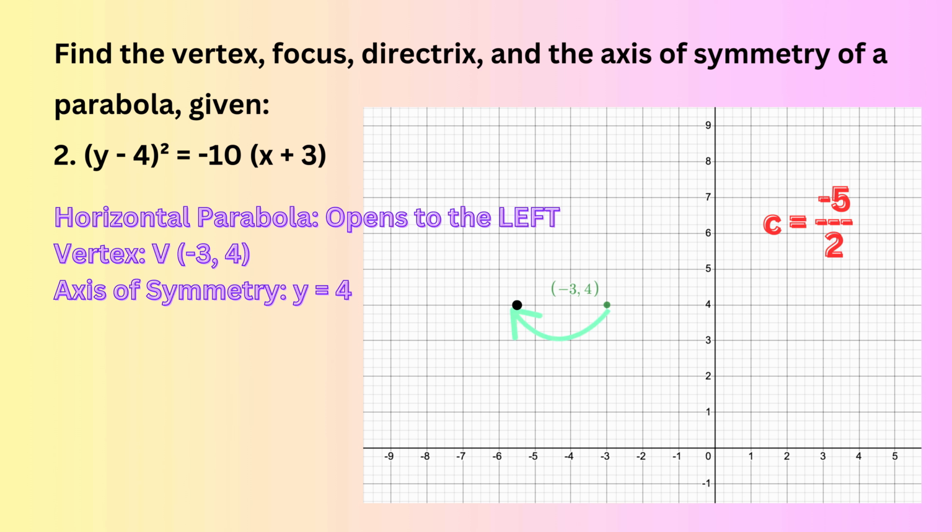As for the focus, we can move 5 over 2 or 2.5 units to the left of the vertex, to get negative 5.5, 4. Lastly, for the directrix, we must move 2.5 units to the right of the vertex, in order to get the line x equals negative 1/2, or negative 0.5.